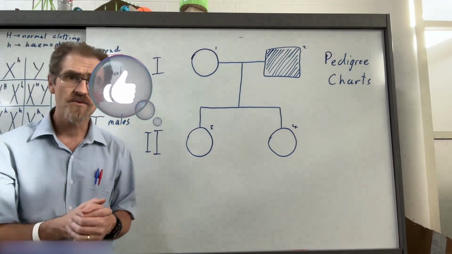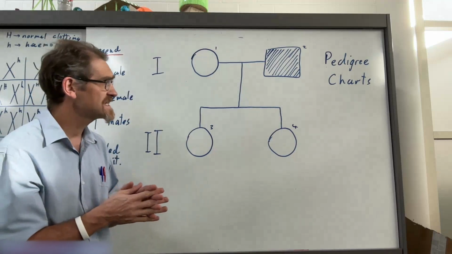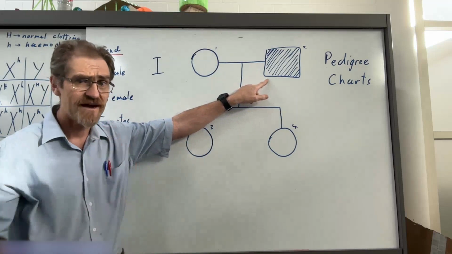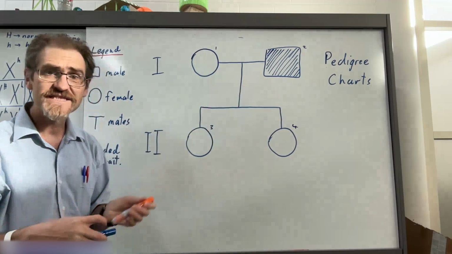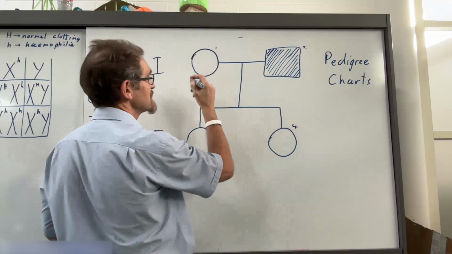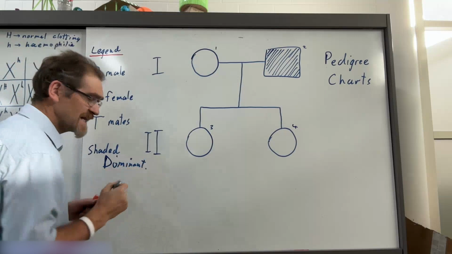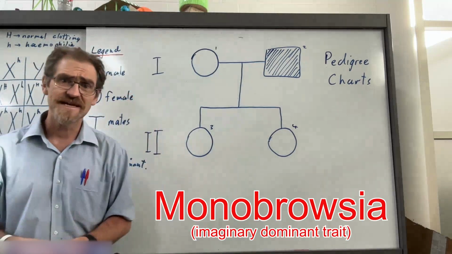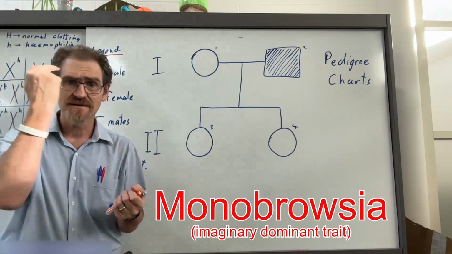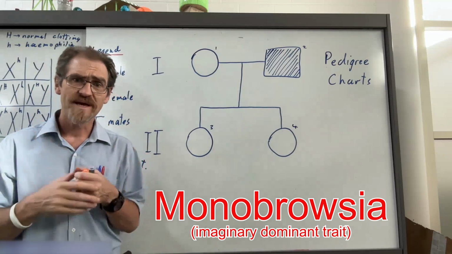In this particular example, we are going to say that the shaded region indicates a dominant trait. It doesn't have to be, but for now, this is going to be a dominant trait. So for the sake of this particular pedigree, shaded in this case is going to be dominant. In class today, I used the example of monobrowsia, my imagined genetic trait. I'm going to say that monobrowsia is a dominant trait where capital M indicates it.